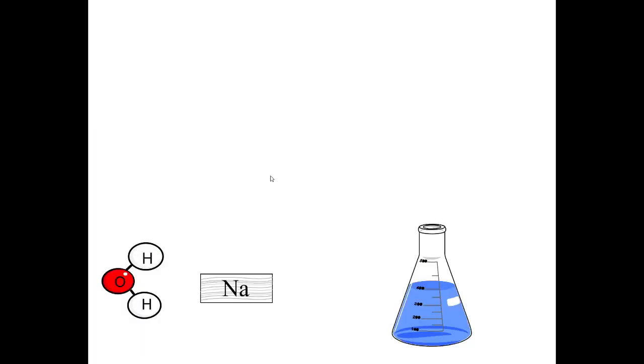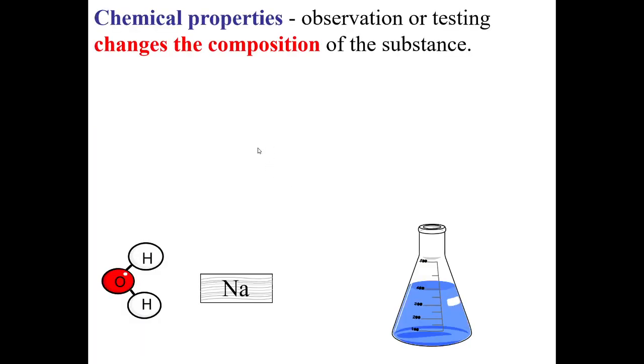All right, back to this. The other side of physical properties is chemical properties. If you want to observe or test these, you're going to change the composition of the substance. An example of this would be flammability. If you want to see if something's flammable, you kind of got to burn it, and when you burn it, it's going to change its composition. It's going to change its properties.